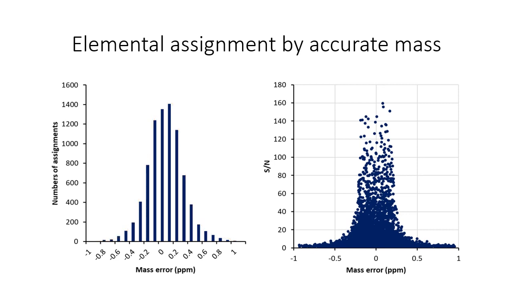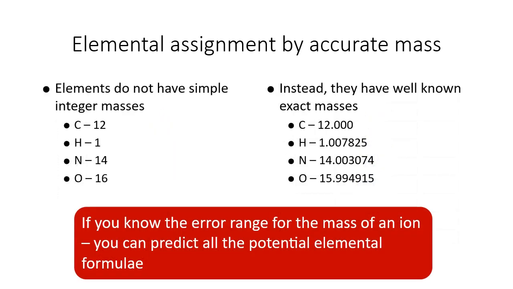And this feature is true of all mass spectra. There's always a statistical distribution of the mass errors, and normally that distribution will be so wide that it's quite common that you can't propose a single formula for any individual peak. However, if you know the error range for the mass of a peak, then you can predict all the potential elemental formulae that could be assigned to that peak. But then out of that list of potential elemental formulae, how can you go about choosing the right one to use?